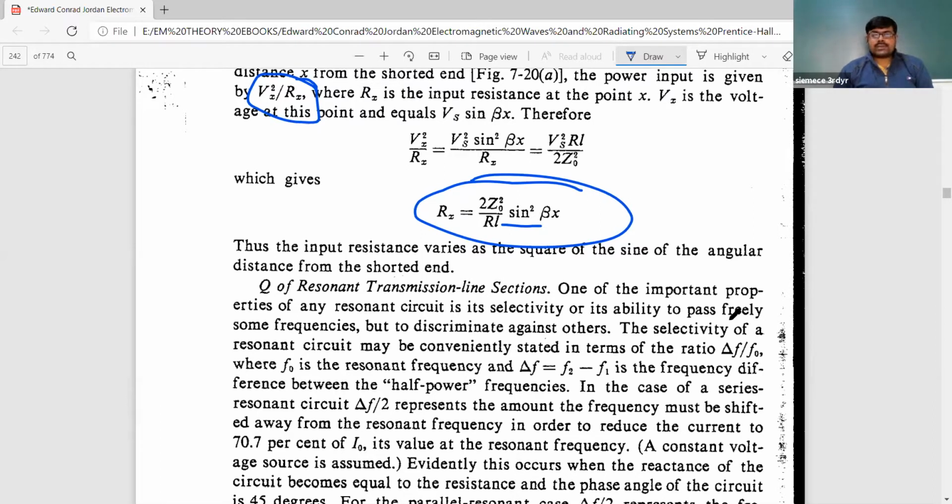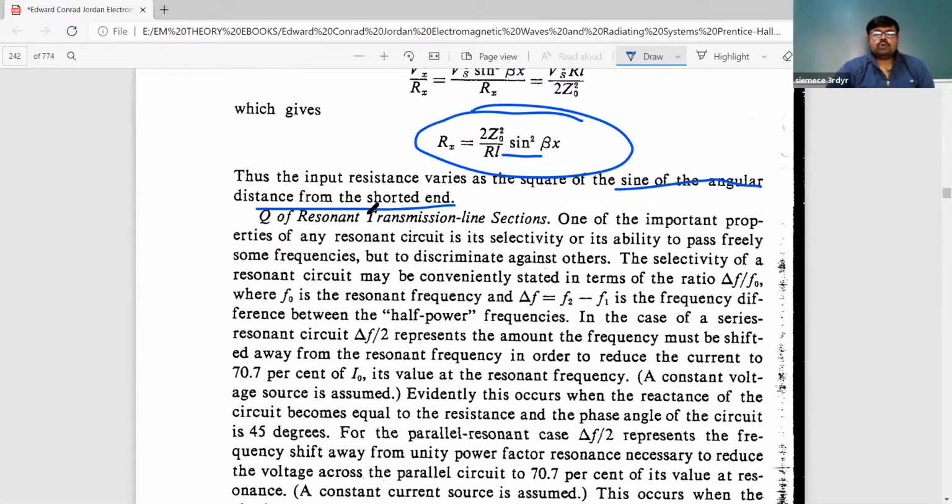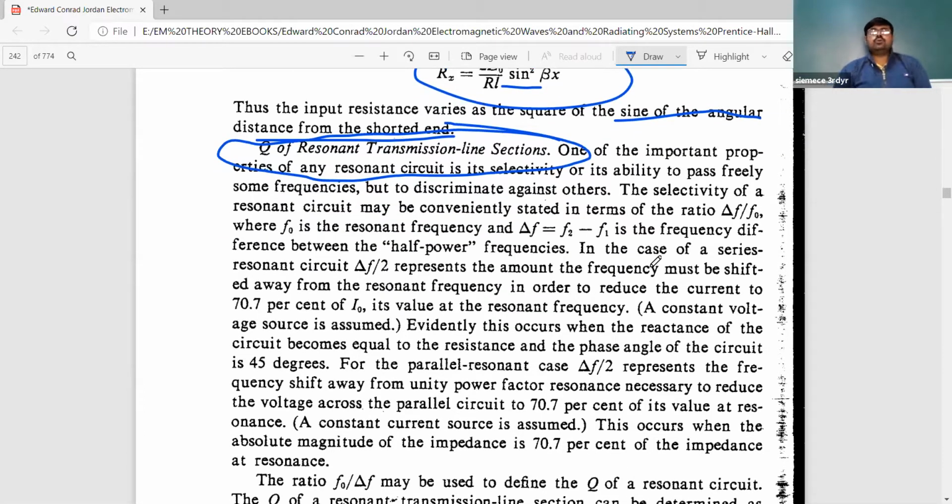Thus, the input resistance varies as the square of the sine of the angular distance from the shorted end. So, the angular distance means this is the sine square value. Now, how can you find out the Q of the resonant transmission line sections? That is another part. If you see any book, they will segregate the section. So what will be the effect? Now we'll see. That is the last topic of today's class.